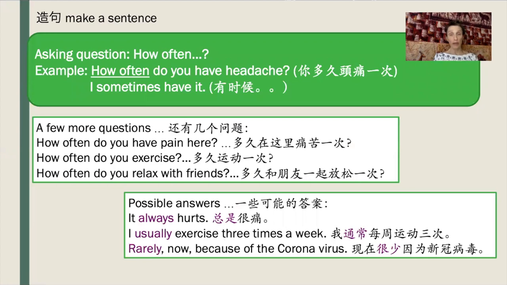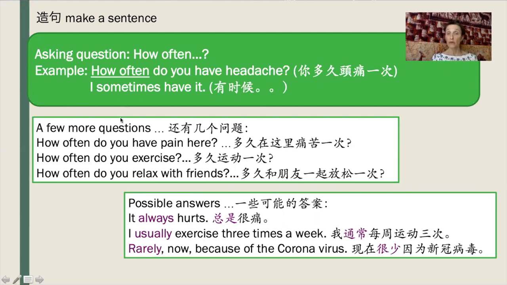Or you might say, 每天. Or you might say, 我总吃疼. You might say that. Okay, but you would have to say it in English. So it would be, I always have a headache. I sometimes, half the time yes, half the time no. And thinking about which adverb of frequency tells the doctor about your symptoms, your 症状, the best.